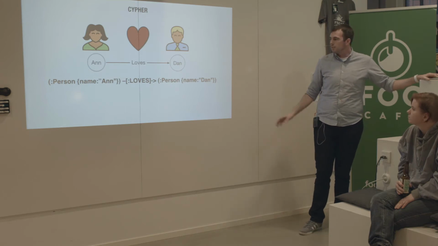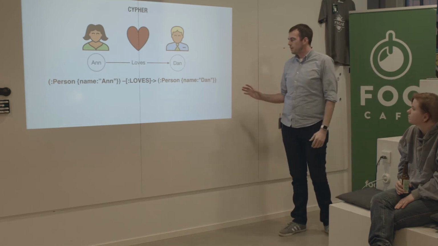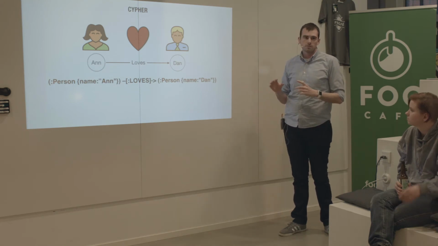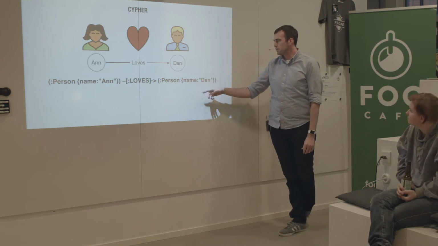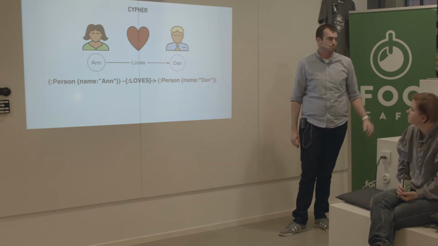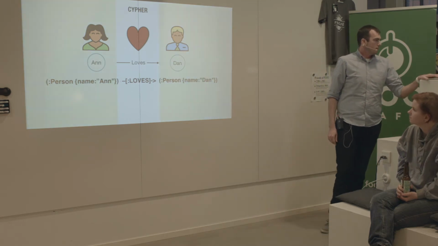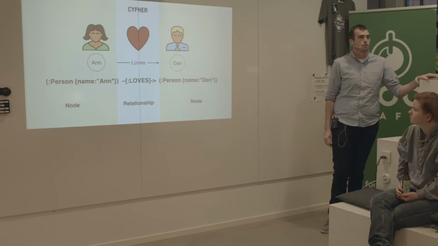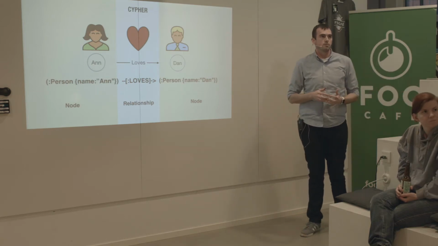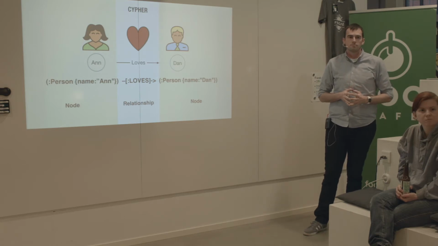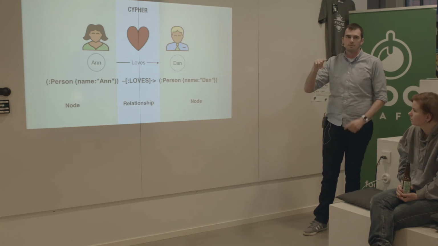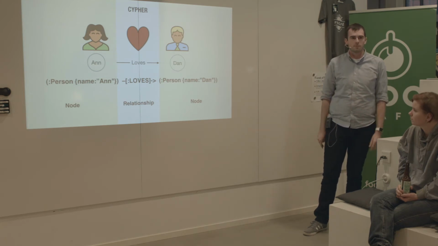And you describe properties about nodes in a JSON type syntax, with curly brackets and property colon and value. Right. So you have to have a direction when you create it. So they have to have the direction. If Ann loves Dan and Dan loves Ann, then you have to have two relationships. Two lines. Yeah.